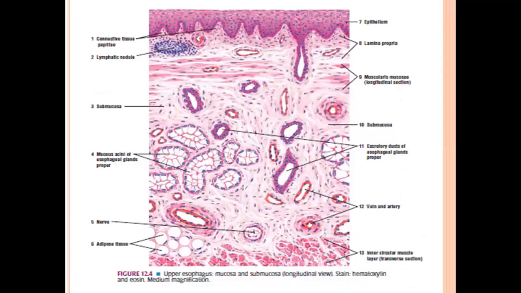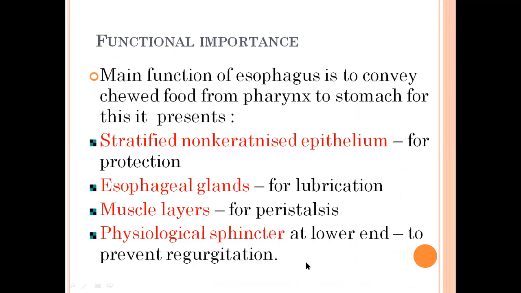Okay. So here also we are seeing the esophagus only. In the upper esophagus lining epithelium, you can see again the same stratified squamous non-keratinized epithelium. Then this is the submucosa, where we have esophageal glands and blood vessels. Okay, then we have muscularis externa. So, coming to the important functions of the esophagus, the main function is to convey food from the pharynx to the stomach. That is the reason it presents an epithelium that offers more protection, like stratified squamous non-keratinized epithelium.